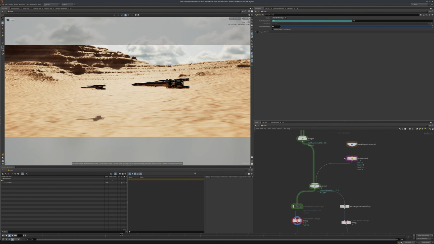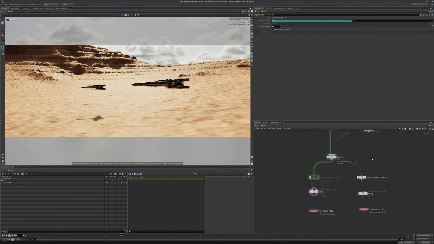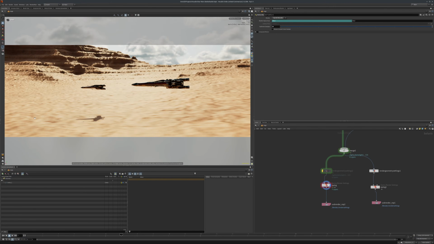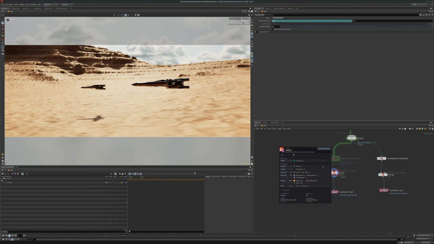But yeah, so this is how you can do it, and you can change the shutter open and close. So now we have motion blur on the ground. We have none or a very limited amount of motion blur on the planes because they are moving at the same speed. Now you do need to have the velocity attribute on your stuff.